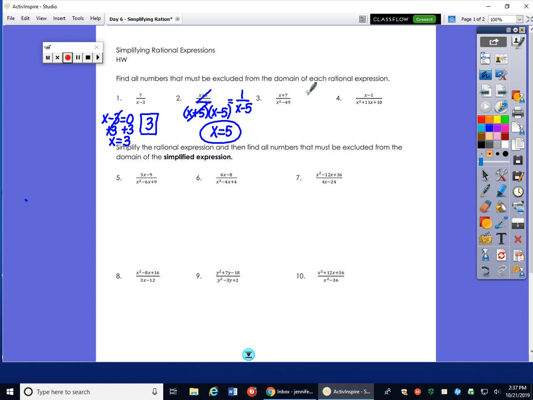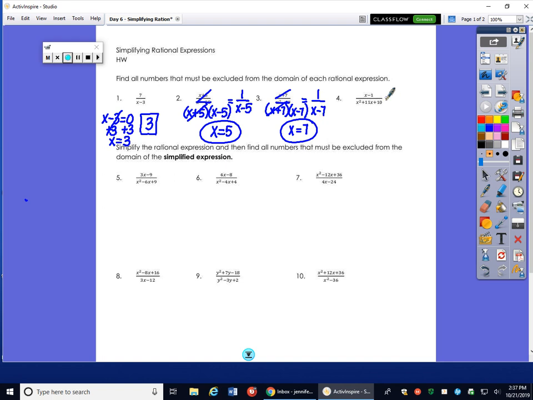In number 3, we have x plus 7 and x minus 7, because that's the difference of two squares again. The x plus 7s will cancel, leaving you with 1 over x minus 7. And so the number that would need to be excluded would be positive 7.